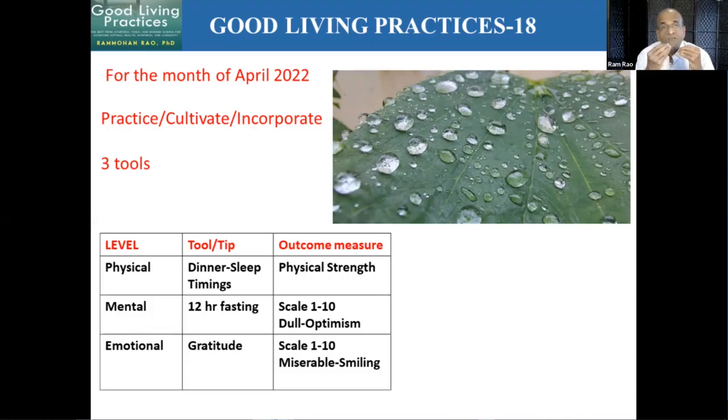And then I said, one way to do that, the outcome measure would be, again, on a scale of 1 to 10, with 1 being miserable and 10 being always smiling. Where were you for the last 30 days in terms of gratitude?